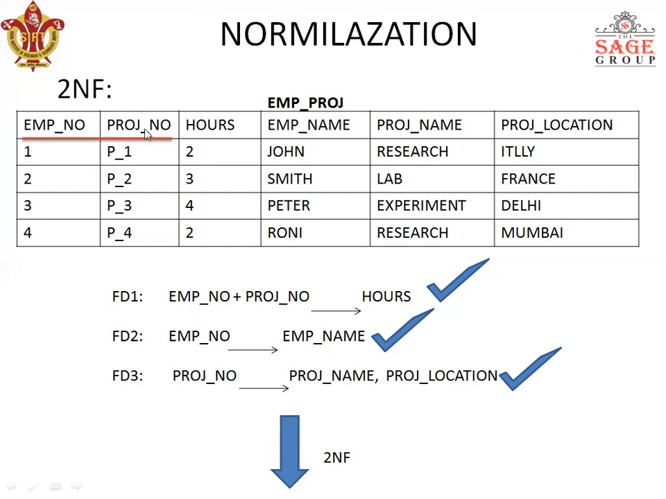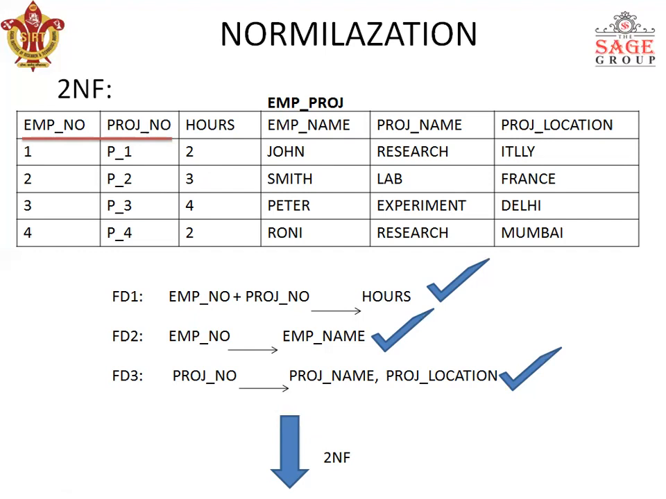And project number is the other part of the primary key. With the help of project number, we can easily identify project name and project location. But hours is a dependent column, whose values must be identified with the help of both employee number and project number. We made another functional dependency: with the help of project number, can we identify project name and project location? Yes, we can. These are the 3 functional dependencies.